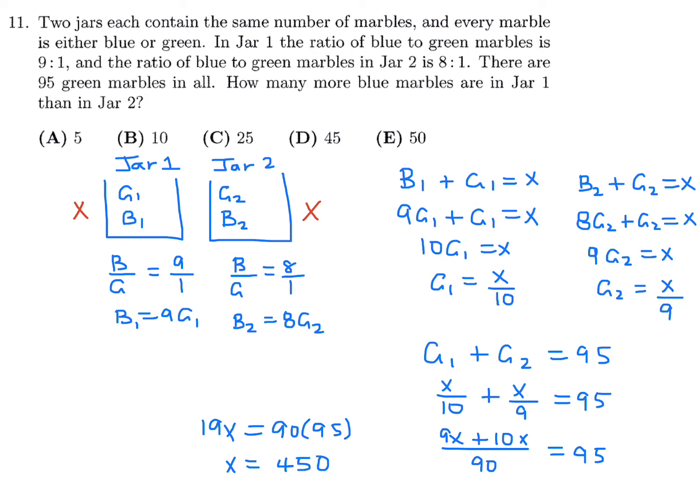Okay, so finally we can compare the blue marbles now. G1 is X over 10, so that's 45. G2 is X over 9, so that's 50. B1 is 9 times G1, so 9 times 45, that's 405. And B2 is 8 times G2, so B2 is 400. So how many more blue marbles are there in jar 1 than jar 2? You're comparing 405 to 400, so 5 is the answer. So number 11 would be A.